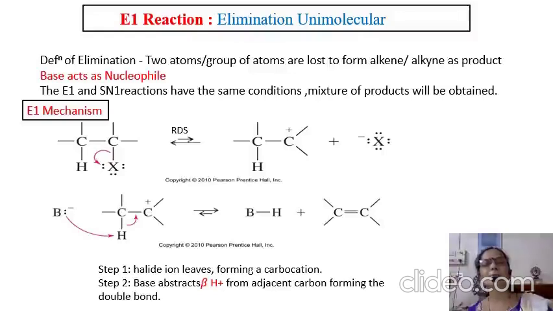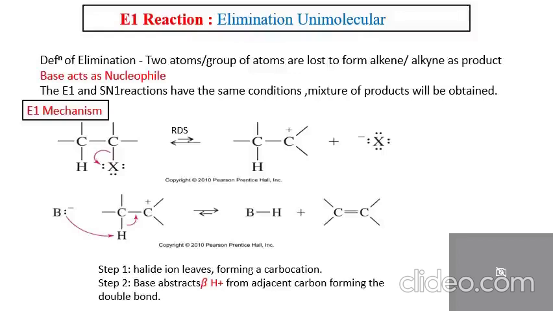Now, in the second step, the base will abstract the beta hydrogen. Loss of the beta hydrogen occurs, and then it forms a double bonded compound. That means an alkene is formed as a product. Here, the first step is the C-X bond, where X is a halide. This bond breaks to form the carbocation. This is the slow step and the first step of the reaction.